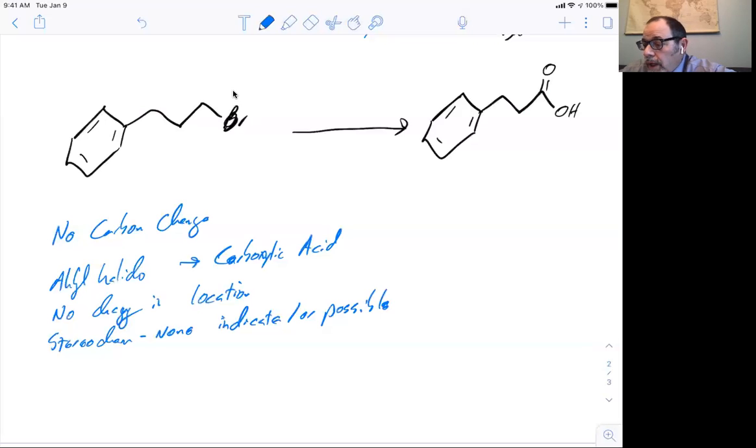All right. So if we look at this one, we're going from the alkyl halide to the carboxylic acid. So this is really the change. We're focusing on a change in functional group.